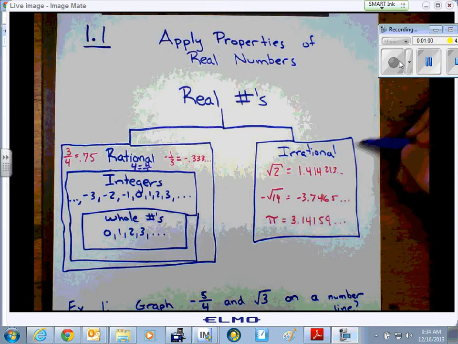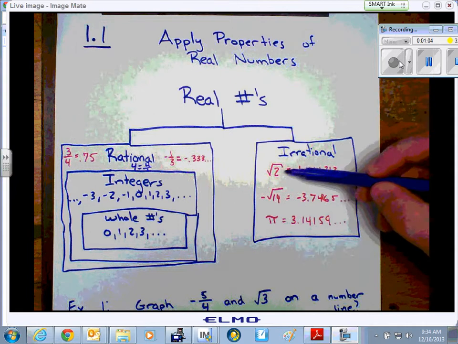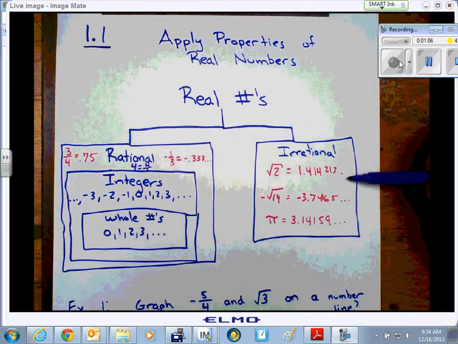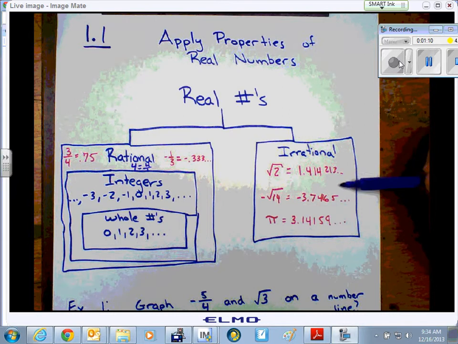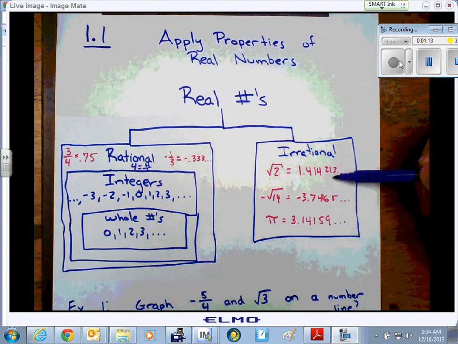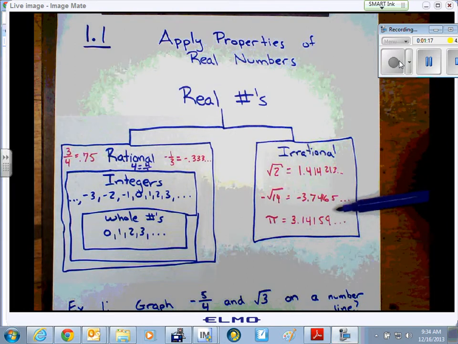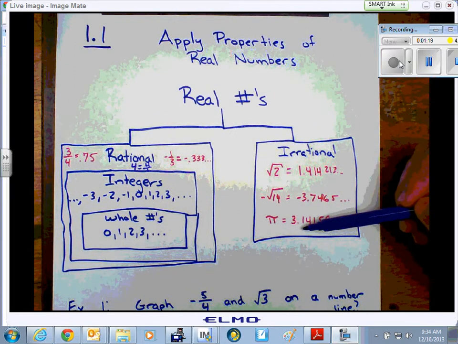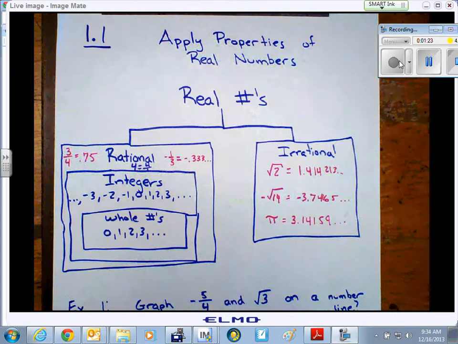Irrational is just the opposite. It's any number that cannot be written as a fraction. So like square root of 2, if you were to put that in the calculator and hit math, enter, it would not be able to give you a fraction because it's this decimal here. Same thing with negative square root of 14. There's no way you can put that as a fraction. And also pi, that also cannot be written as a fraction. So those are your two big categories from real numbers.